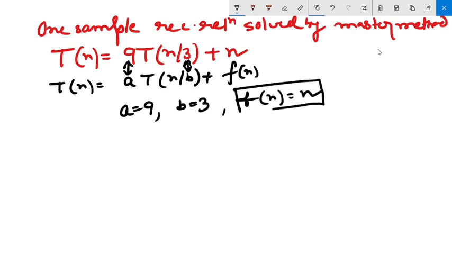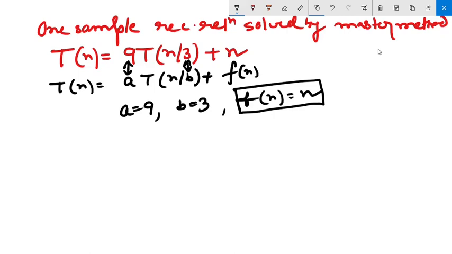Our eye should be always on f(n). What kind of f(n) we have? If it is quadratic, linear, constant, cubic, or exponential. Seeing that itself, we can apply master method. So this is the case. Now you have to see among all these three cases which one should be applicable over here. So let us try with the first one.